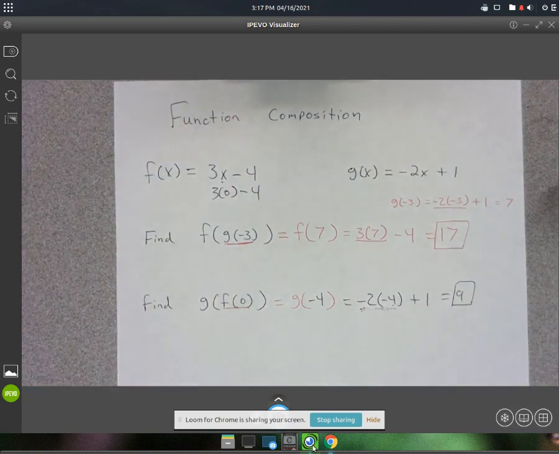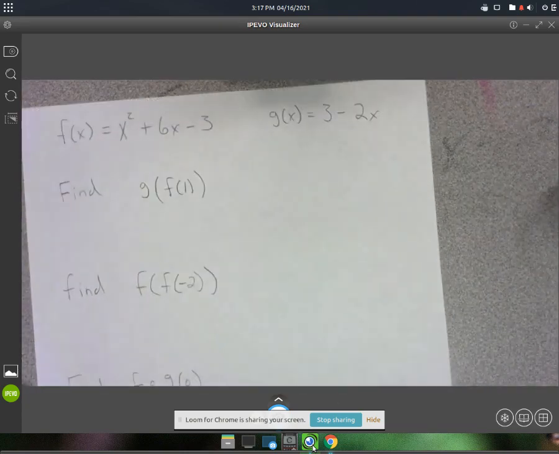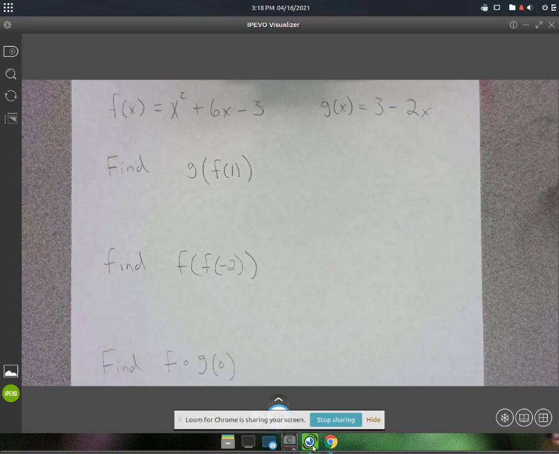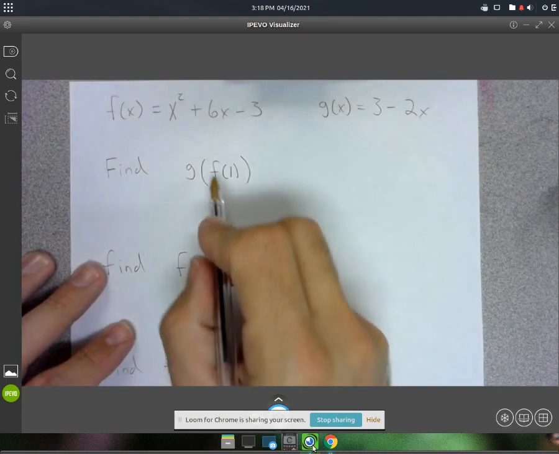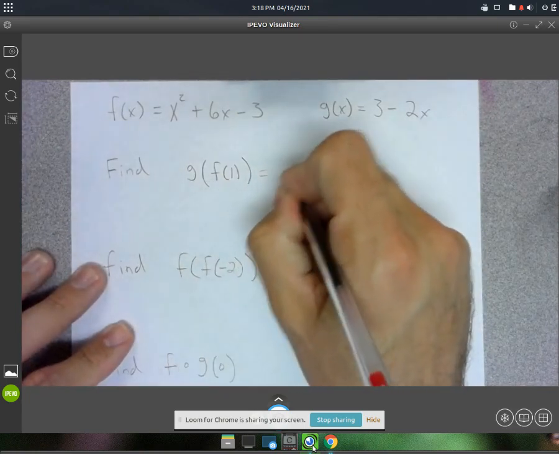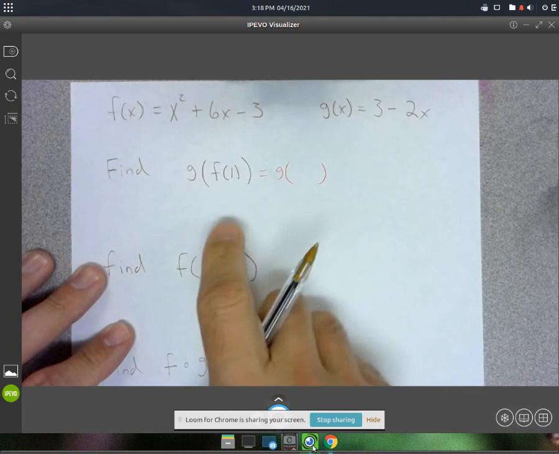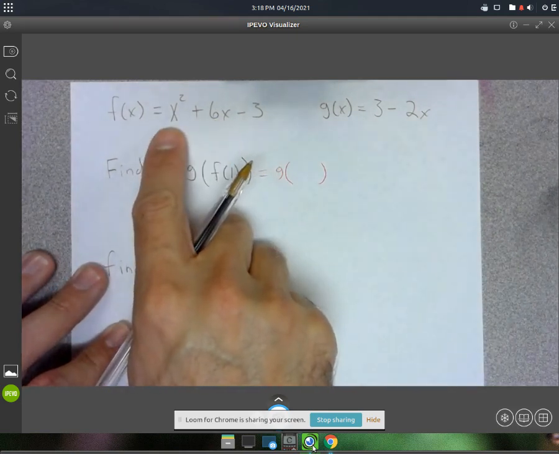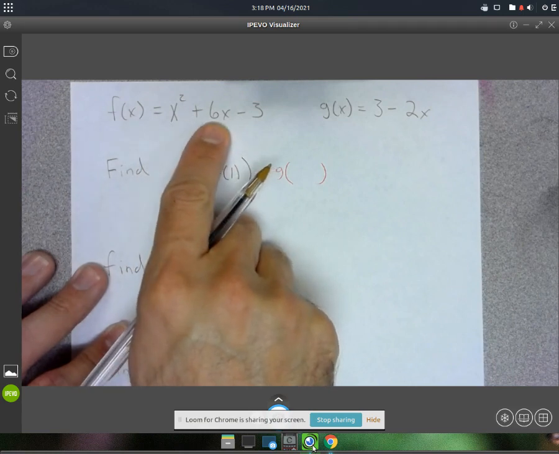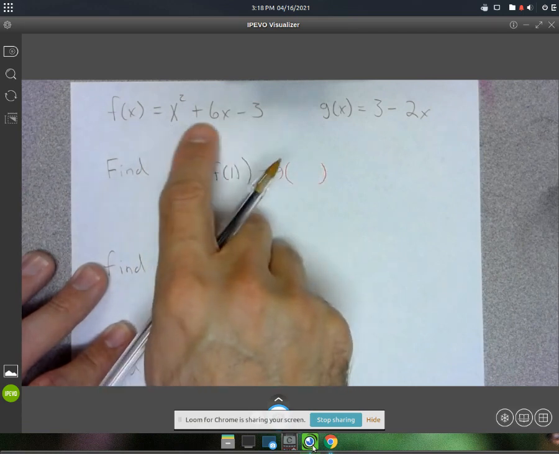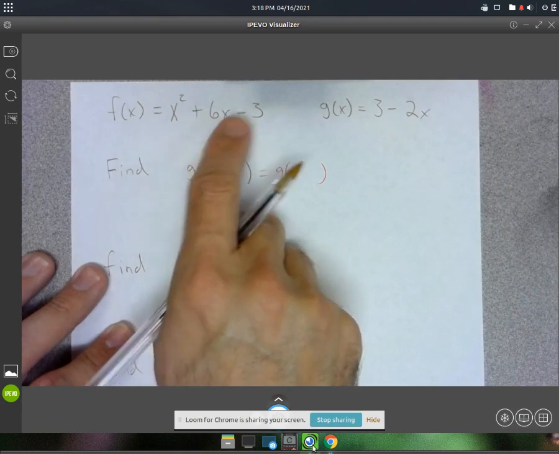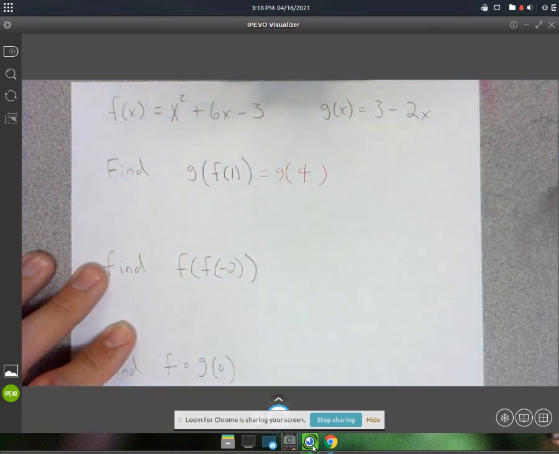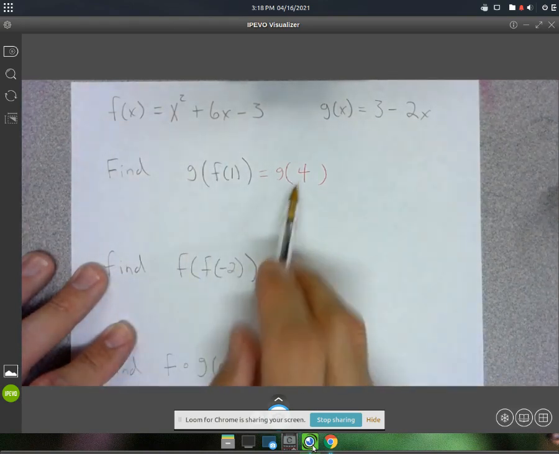Got it. All right, let's look at a couple more here. These are the same idea, but our functions are quadratic this time. So this won't be any different, really. All right, so g of f of 1. For f of 1, I'm just going to plug in 1 for x here. So pretend these are 1s. You're going to get 1 plus 6 minus 3. Well, 1 plus 6 is 7, and then 7 minus 3 is equal to 4. Nice. So f of 1 was equal to 4.